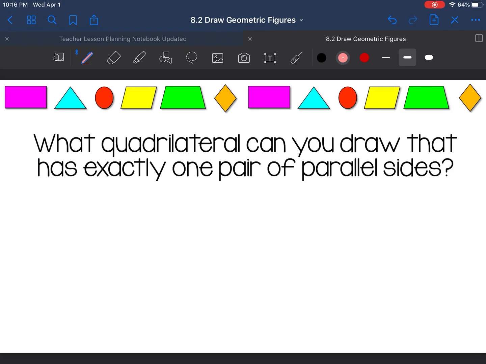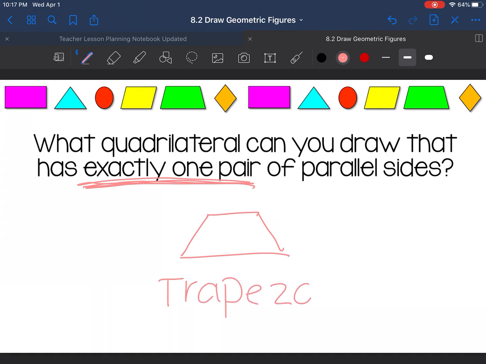What quadrilateral can you draw that has exactly 1 pair of parallel lines? Well, hopefully you took notes over our shapes and you can go back and look. But we only talked about 1 shape that has exactly 1 pair of parallel lines. And that shape is a trapezoid. Because remember, in a trapezoid, the top line and the bottom line are parallel.